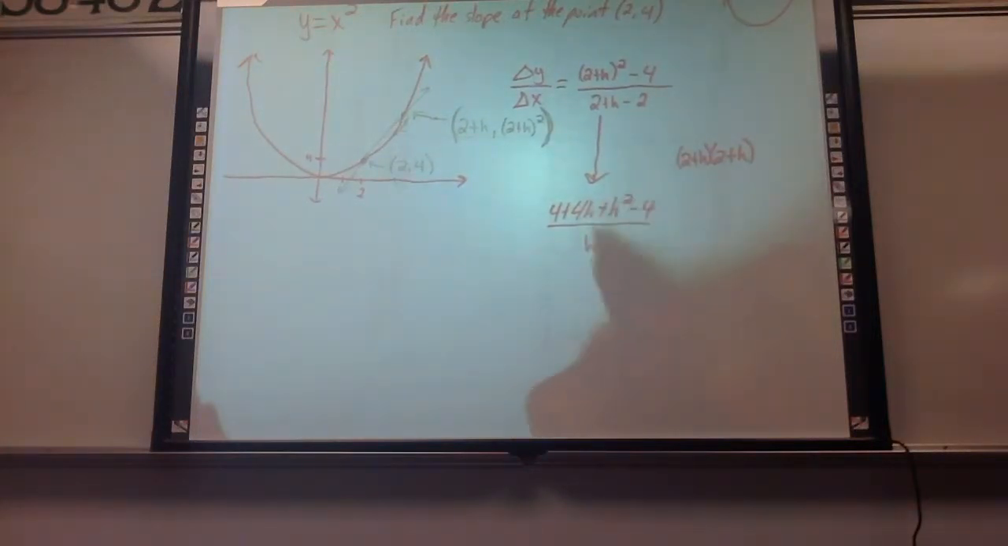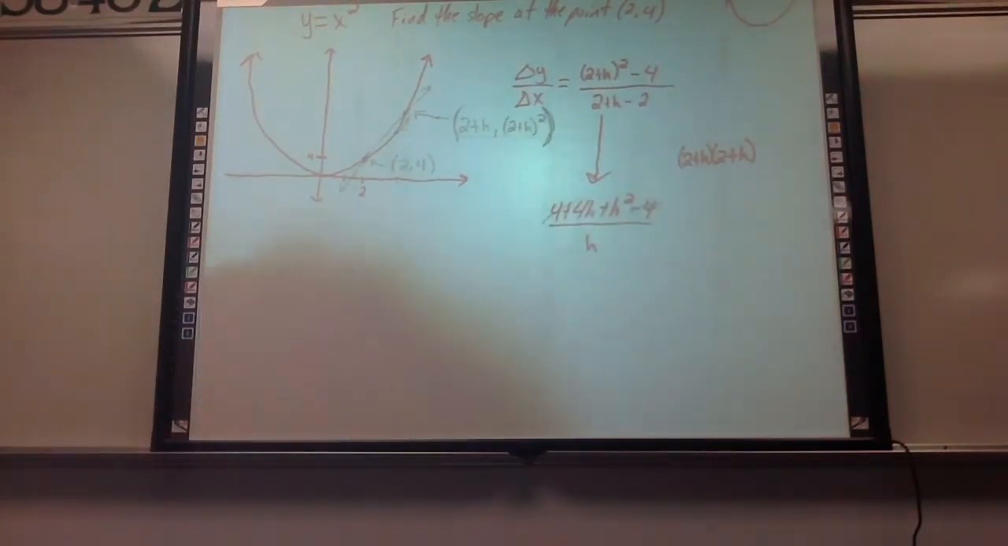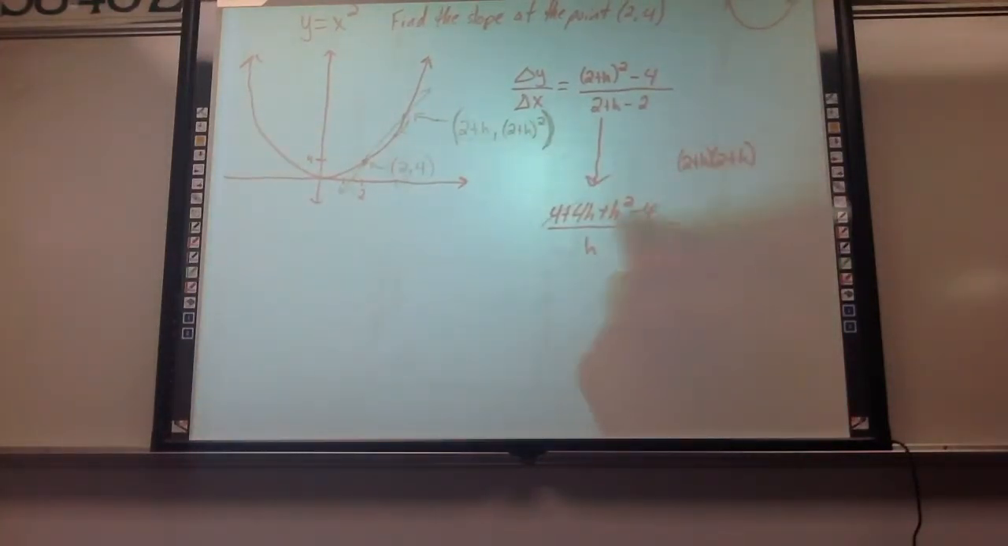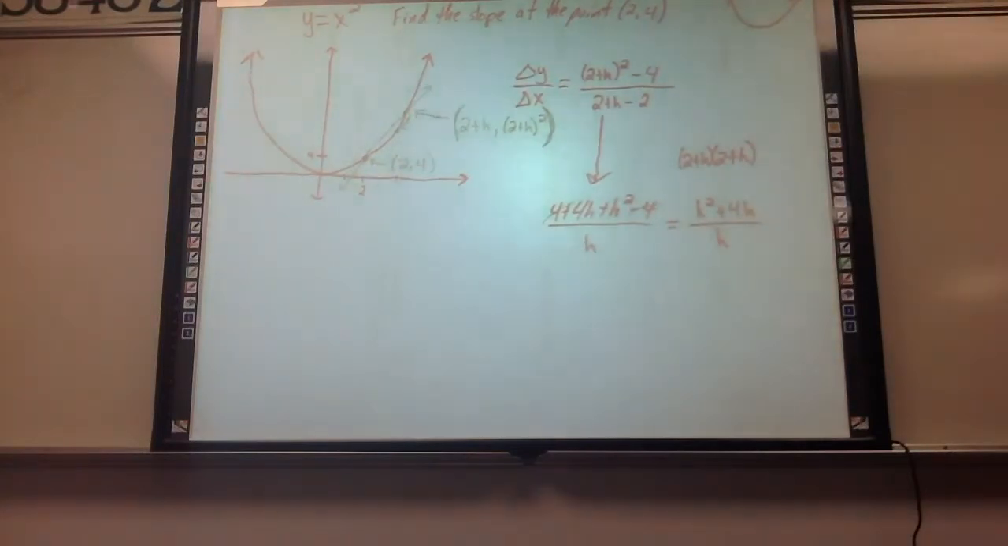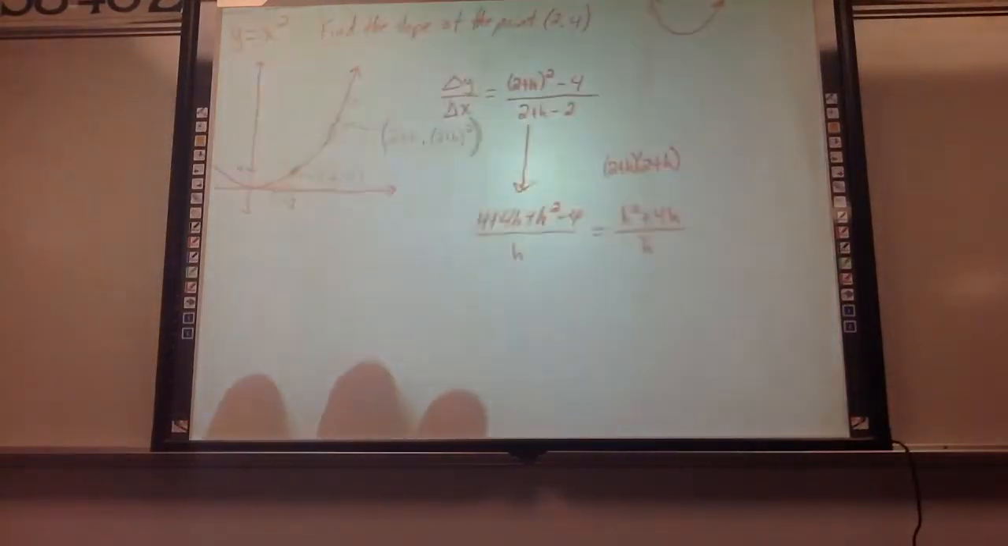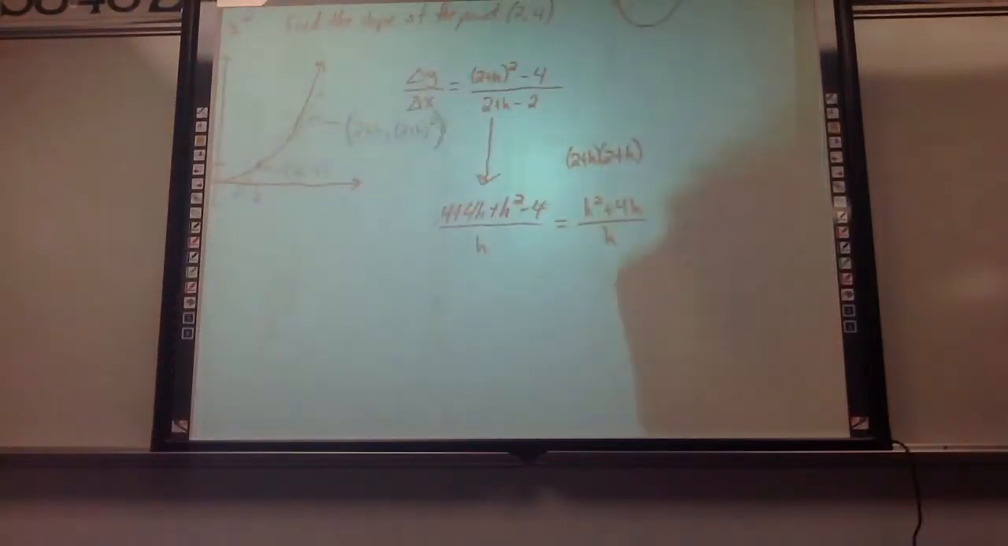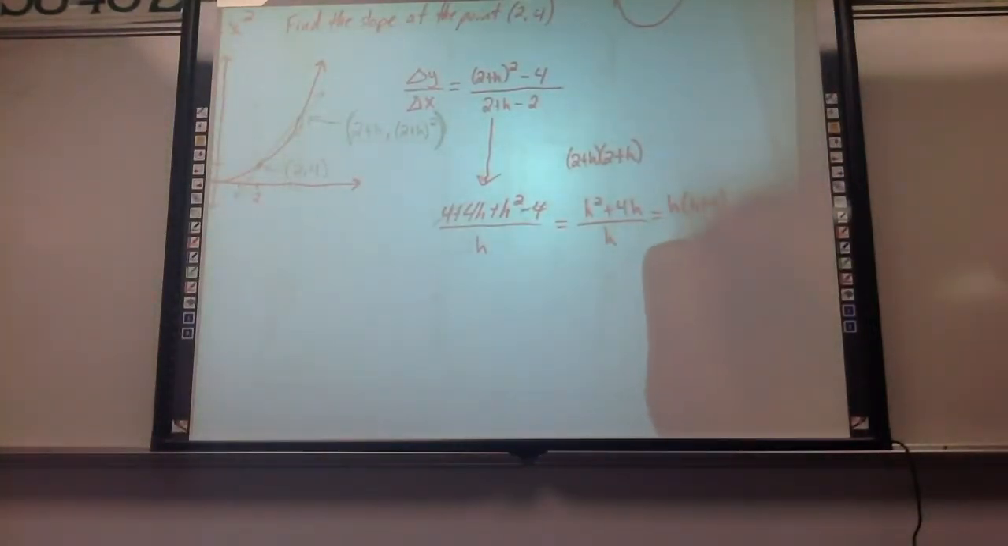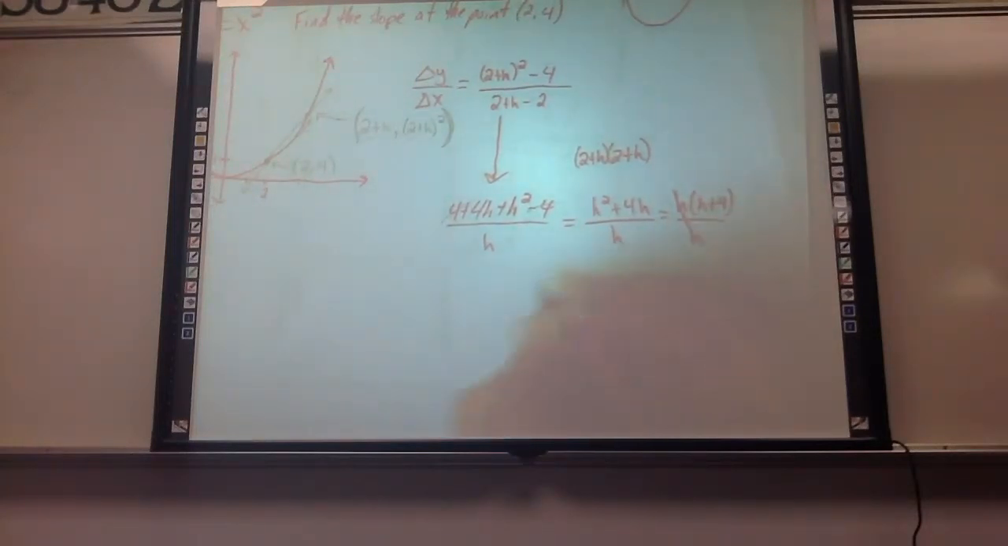Okay. So we got 4, we're just cleaning this up. 4 and negative 4 are gone. So I'm going to rewrite it: h squared plus 4h over h. Let's factor an h out and drop it. So it'll be h times h plus 4 over h. So the h's will drop, and I would get h plus 4.